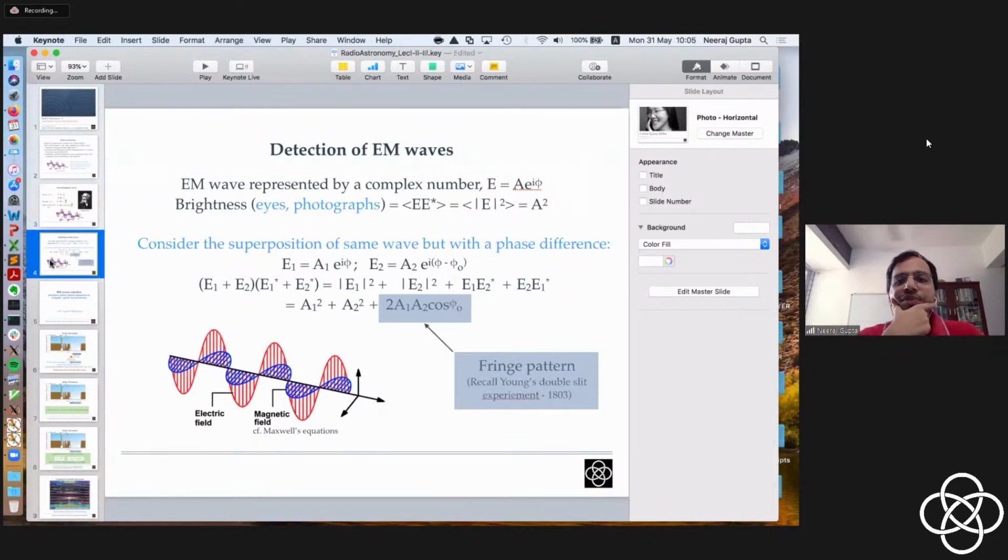An electromagnetic wave is something which we can represent by a complex number, right? This electric field vector here, we can represent it like this, A being the amplitude here, and phi is the phase term corresponding to it. So we can write it like this, and through our eyes or through photographs, what we are measuring is this quantity. You can see E star, the complex conjugate term here, and the time average of this, represented by these brackets, right? So this is what we are measuring. That is the brightness and intensity of the radiation that comes to us.